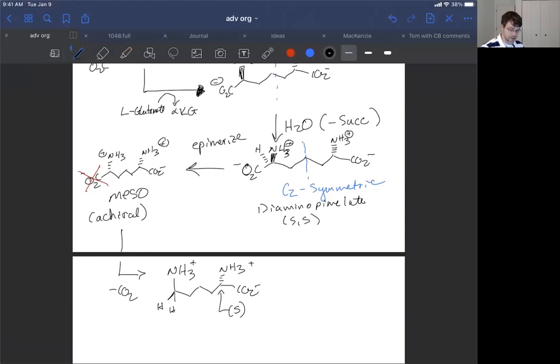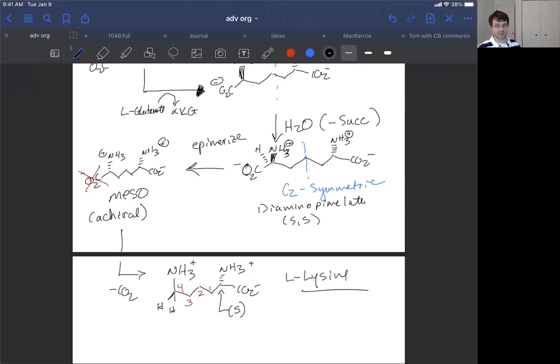Well, it turns out this is a molecule we care about. This is an alpha amino acid with an NH2, or protonated as NH3, that's 4 carbons removed from the alpha position. That is our friendly neighborhood lysine as a single enantiomer.